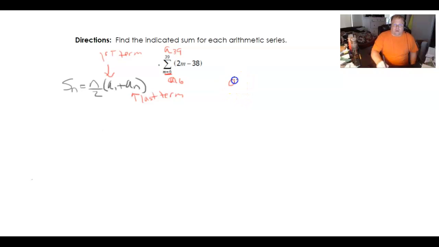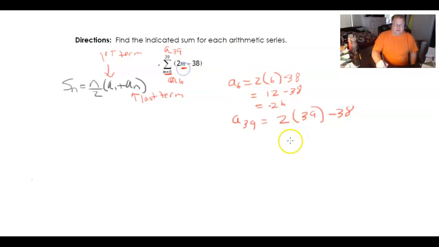So again, let's do that. A6 is 2 times 6 minus 38. So that's 12 minus 38, which gives me negative 26. Okay, A39, again following the rule, 2 times 39 minus 38. So again, I'm just plugging my 39 and 6 in for n. This gives me 78 minus 38, which is 40.